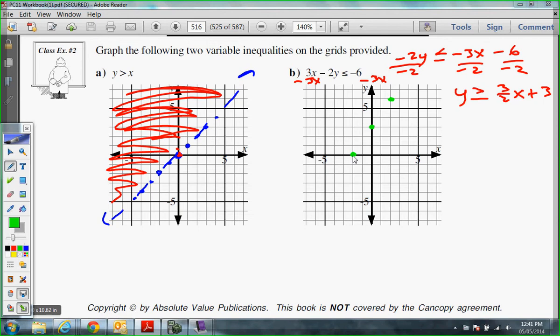Tristan, is it solid or dotted? Solid, good. And then Nick, am I shading above or below? It's greater than or equal to. Above. So that means I go to this point here and shade this region up here. Any questions on anything before we test some points? Okay, so Colton, give me a point in my shaded region that I can test. I don't care which point you pick.